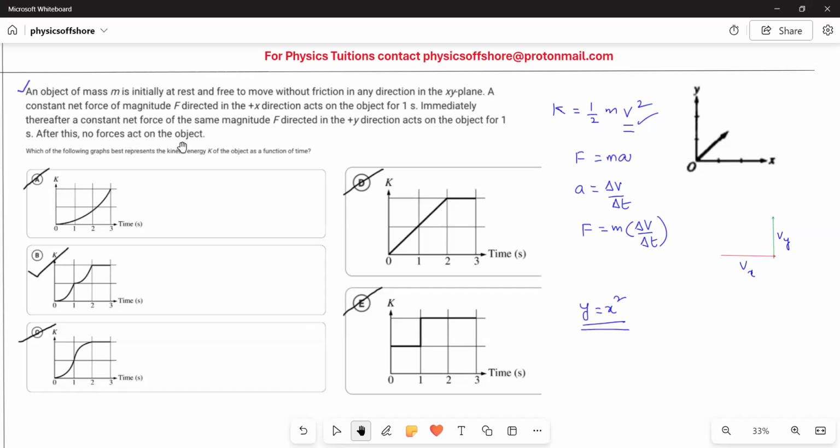After this, no force acts on the object. Which of the following graphs best represents the kinetic energy K of the object as a function of time?